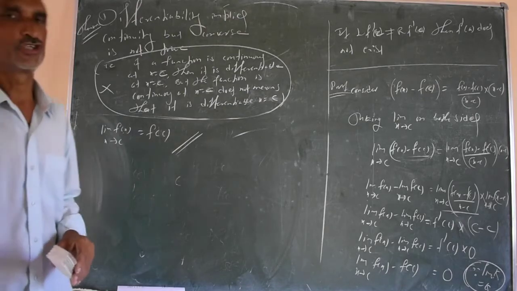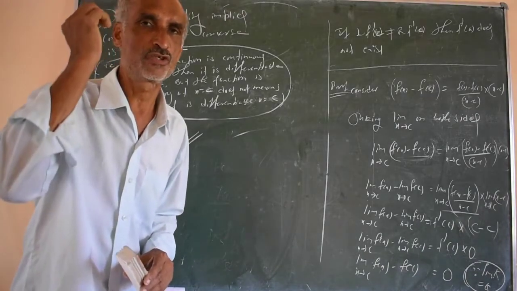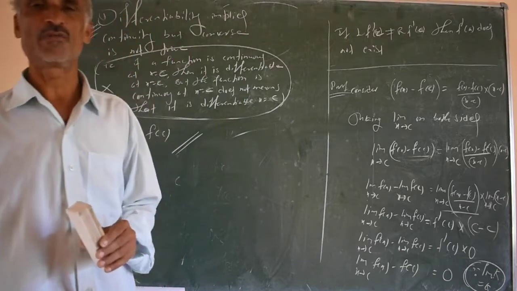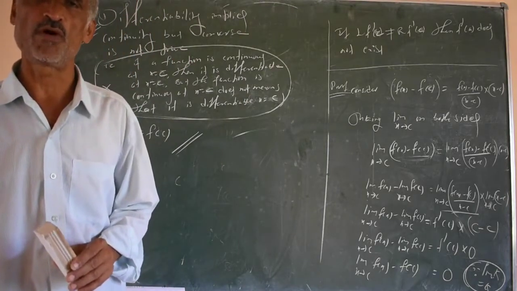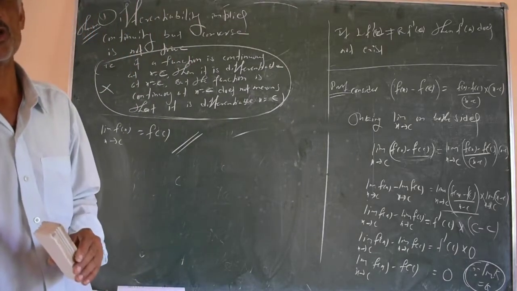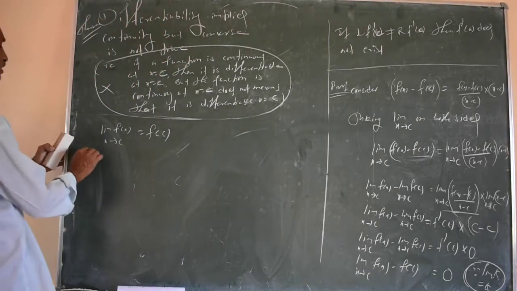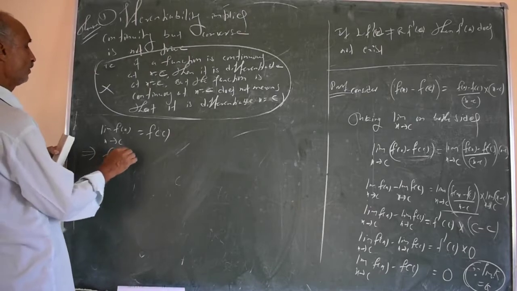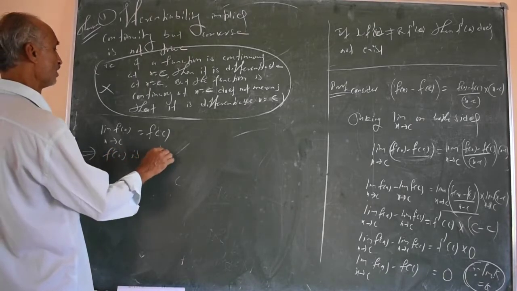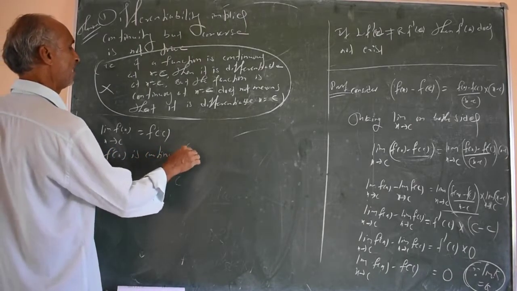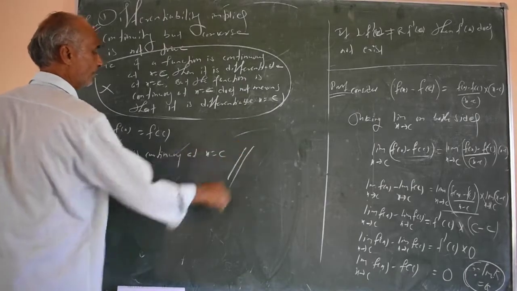A function is said to be continuous if the limit of the function is equal to the value of the function, that is, limit f of x as x tends to c is equal to f of c. Then the function is continuous at x equals c. That's the end of the proof.